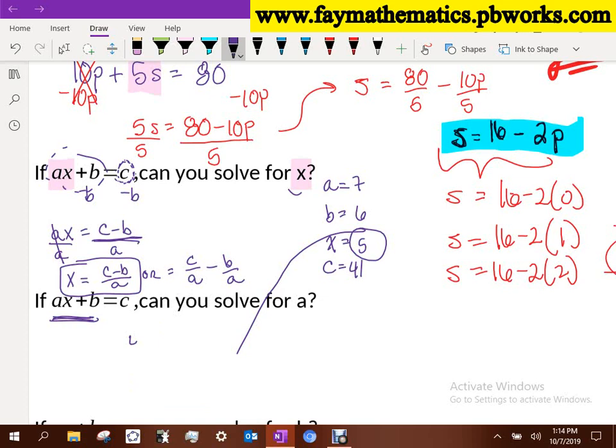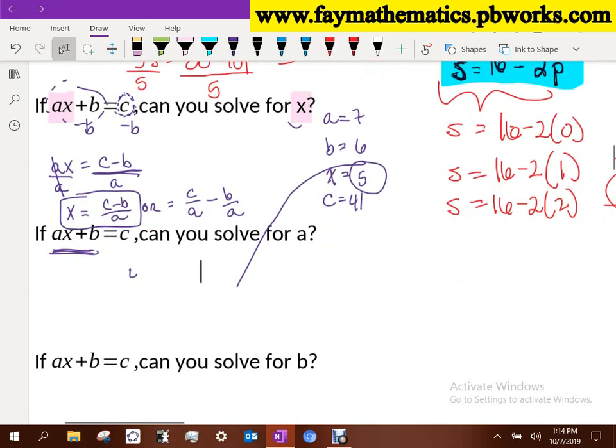Let's do the next one. Can we take that thing and solve for A? So I'm going to solve this one for A. Again, I need to get that by itself, right? So what do I need to remove from both sides? Lindsay? B. So subtract B. Subtract B. So we get AX is equal to C minus B, right?